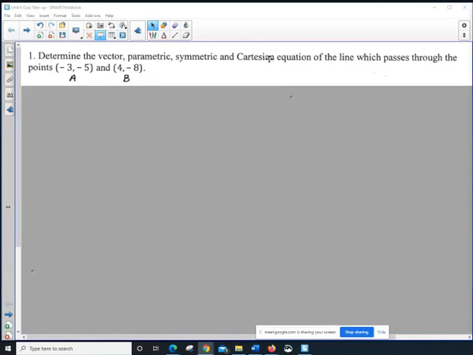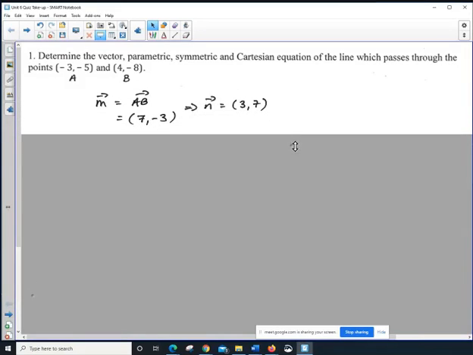Whereas with the Cartesian equation, we still need a point, but we need a normal vector. So I did what I said I was going to do here. I just connected points A and B to create this vector. It's going to be parallel to the line, hence it can be used as a direction vector.